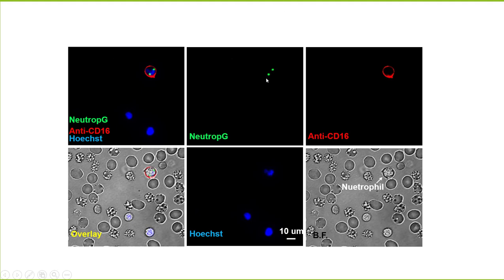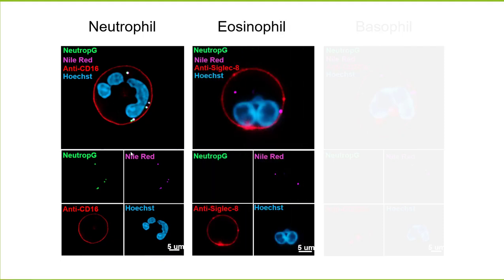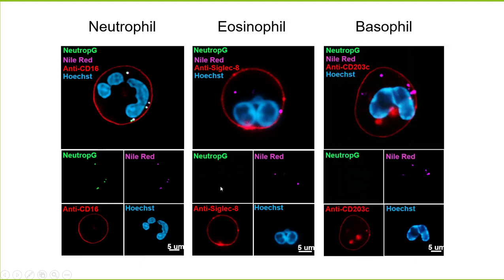Now, this staining pattern looks like some lipid droplet, doesn't it? So we checked whether it's really a lipid droplet or not, and the neutrophil with Nile red, they overlap together. So this is lipid droplet staining. We isolated eosinophils and stained them to check whether they have lipid droplets or not. They do. They have lipid droplets, but they are not stained by Neutro-G. The situation was the same for basophils. They make lipid droplets too, but they are not stained.